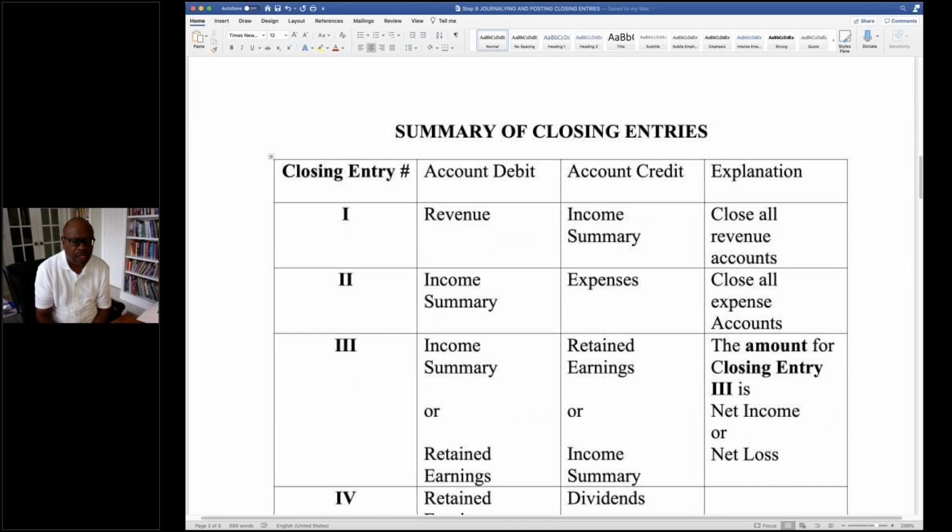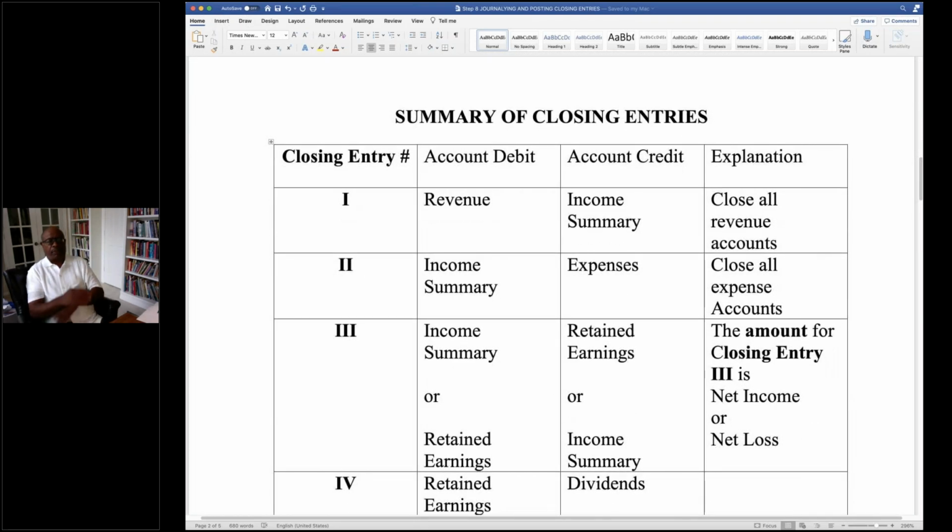There are 4 closing entries that we're going to make. First of all, we're going to debit revenue. We're going to close out the revenue by debiting revenue and crediting income summary. It has a credit balance, so to close it out, we have to debit it.